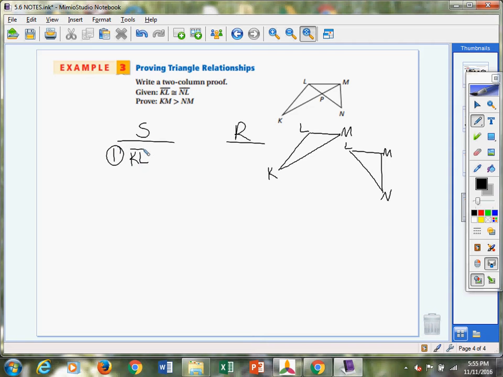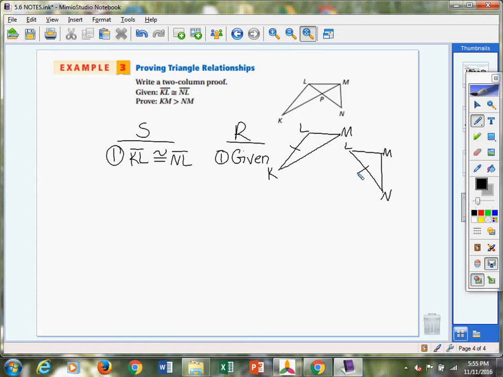So the first thing we always start off with is what are we given, and let's get that on the board. We know that that's given. And I like to mark the figures as I go along. So they're telling me that KL is congruent to NL. Okay, that's lovely. And that's a great place to start.